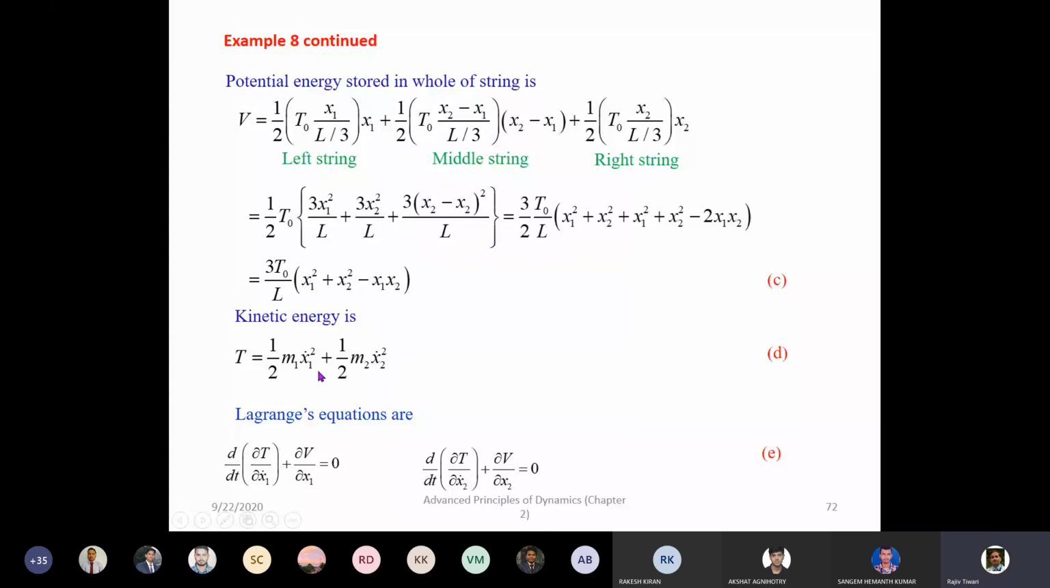Kinetic energy of the system is simple. The first mass is having x1 displacement, so the velocity is squared. For the second mass, the velocity is squared. So potential energy is having no issue.